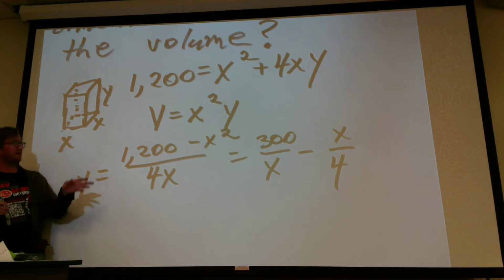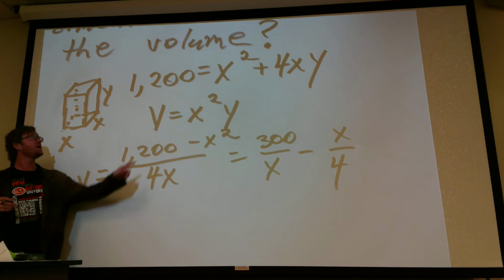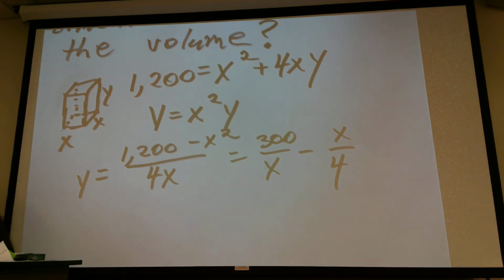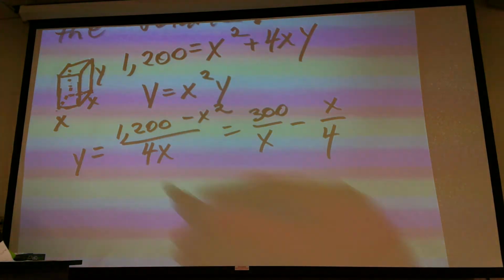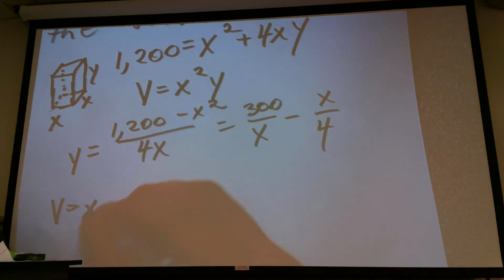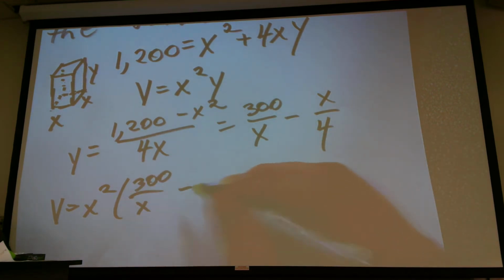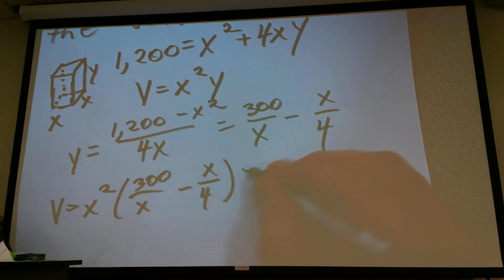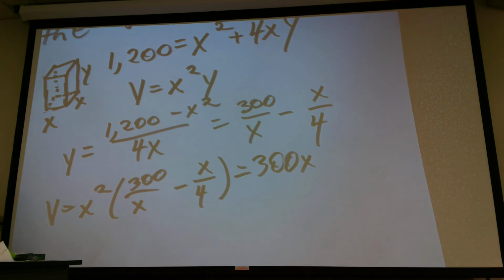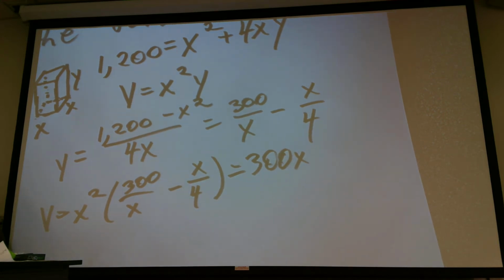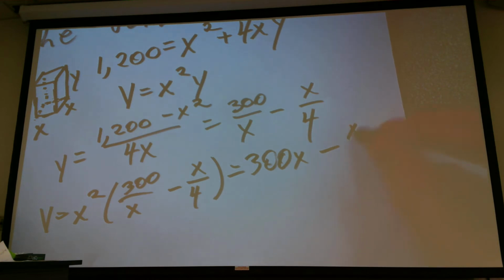We're going to take this y, 300 divided by x minus x divided by 4, and plug it into the volume. So V is going to equal x squared times 300 divided by x minus x divided by 4. x squared divided by x is just x, so it's 300x. Now x squared times x is x cubed, so it's minus x cubed divided by 4. Great, now we've got our volume as a function of one variable.